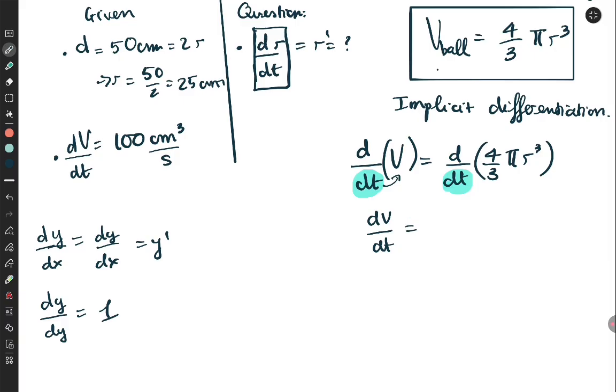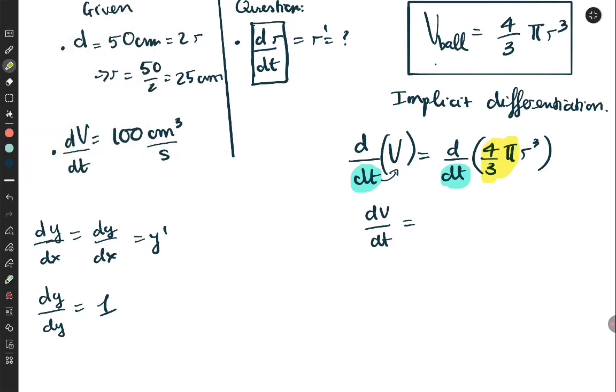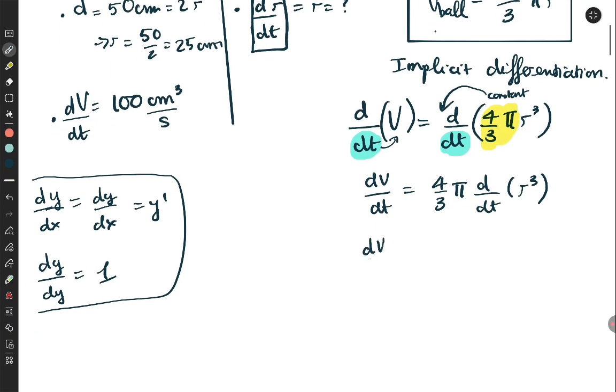Now the right-hand side. That 4 over 3 pi, this one, are constants, right? So I'm going to throw the constants outside: 4 over 3 pi d over dt of r cubed. Left-hand side, dv over dt, leave it there because I don't know. Right-hand side, 4 over 3 pi.